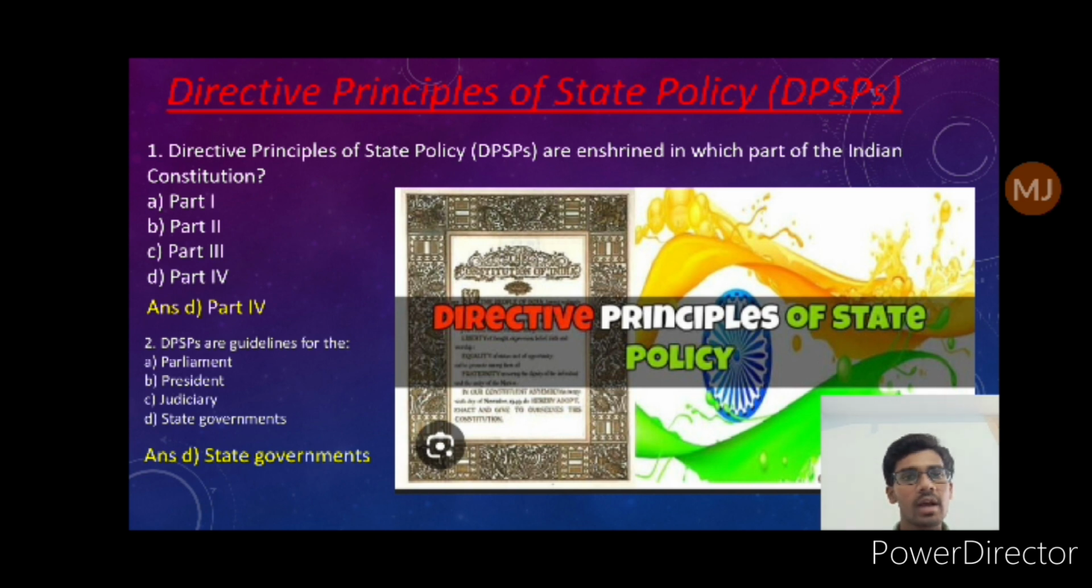Directive principles are guidelines for option A, Parliament. Option B, President. Option C, Judiciary. Option D, State Government. Answer is option D, State Governments.